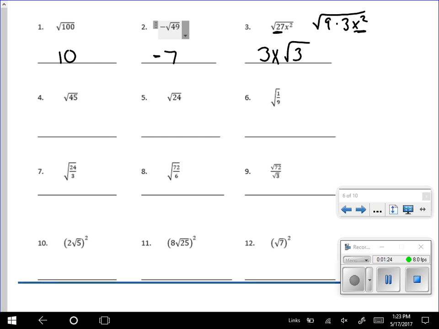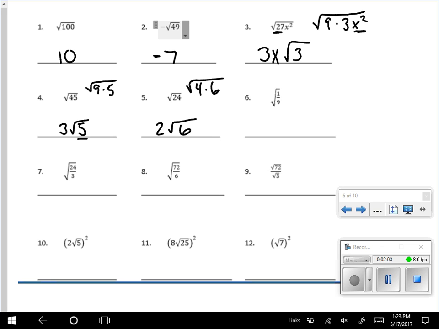Okay. Square root of 45, break that apart to the greatest perfect square factor would be 9. So the square root of 9 is 3 times the square root of 5. So remember our rules. They have to be as simplified as possible. To be as simplified as possible under the square root, they cannot have a perfect square factor. They cannot be a fraction within a square root, and you can't have square roots in the denominator. Okay, so 24, 4 times 6 would be 2 times the square root of 6.